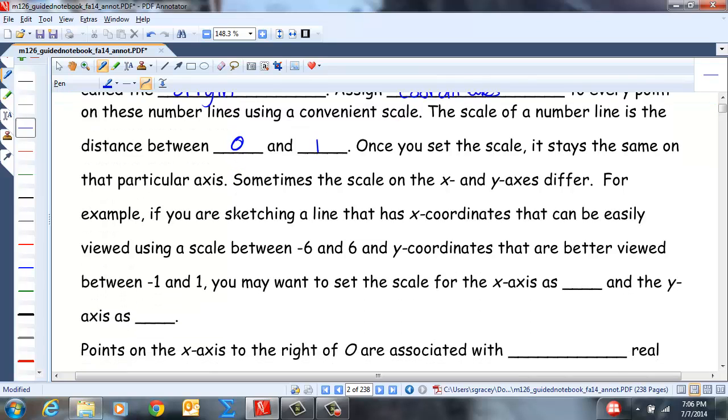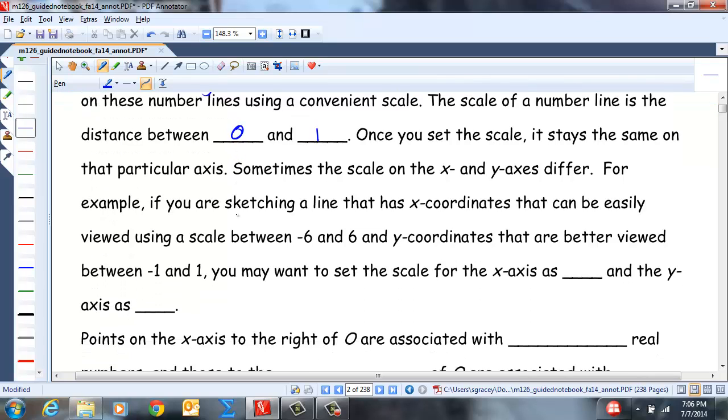So if you're sketching a line, say, that has x-coordinates that can be easily viewed using a scale between -6 and 6, and y-coordinates that are better viewed between -1 and 1, you could set the scale for the x-axis as 1, but the y-axis you might want to zoom in on a little. So you might want to have that one be 0.5. You might want it to be 0.1, right? Something like that. Why don't we call this 0.1, a tenth?